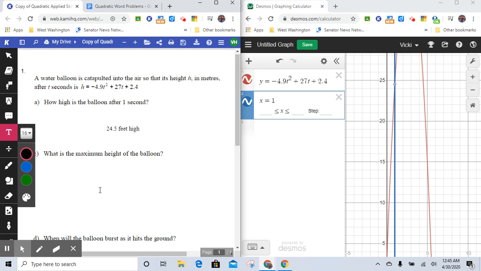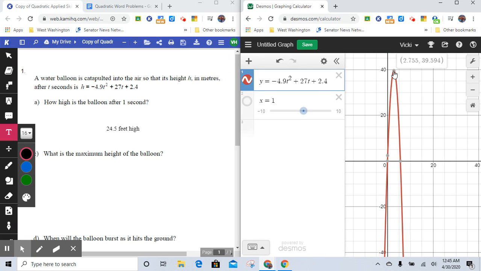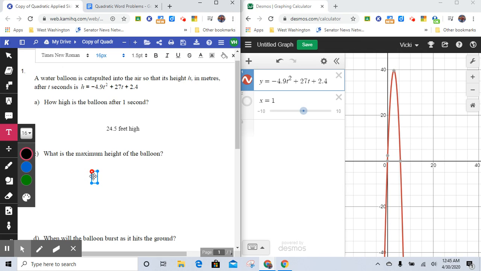What's the maximum height of the balloon? And so going back to this one, there we go. The maximum height of the balloon, remember the height is given by the y, so the y value on the vertex. After 2.755 seconds, the height will be 39.594. Okay, so the maximum height will be 39.594 feet. And so if you want to round that to 1 decimal place, 39.6 feet would also be acceptable. Okay.